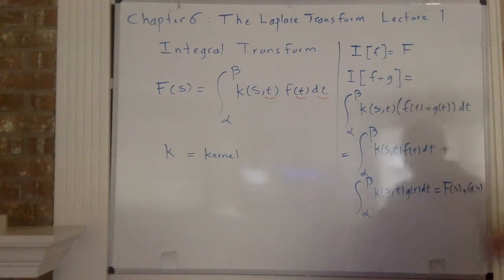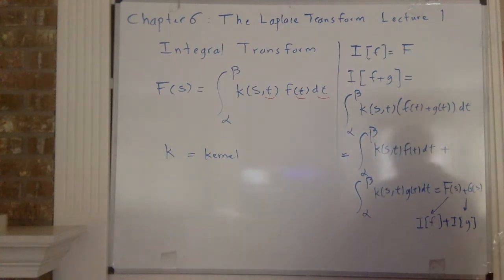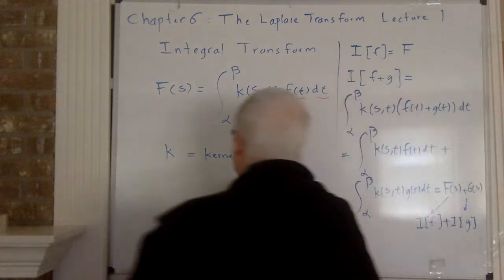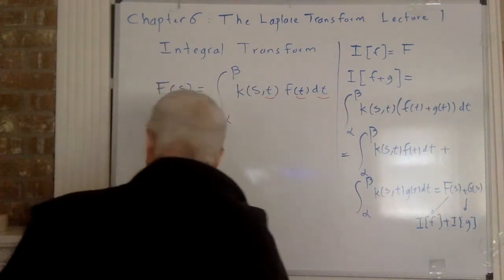So I of f plus g is in fact I of f plus I of g, right? This one is I of g, right? So I of f plus g is I of f plus I of g. And the other one is also easy to show, even easier than this.